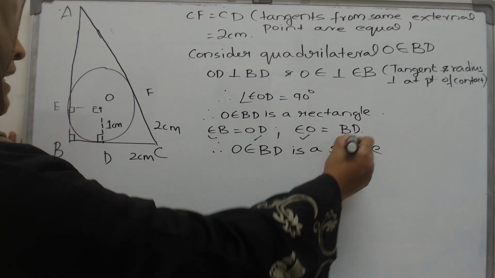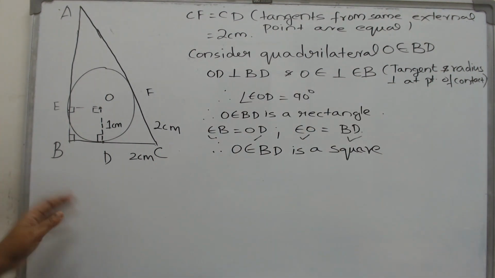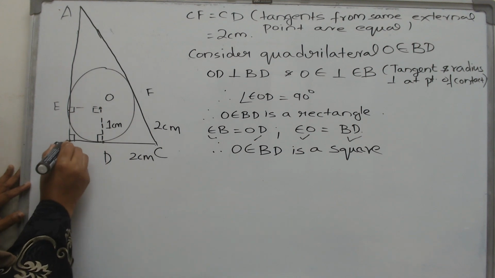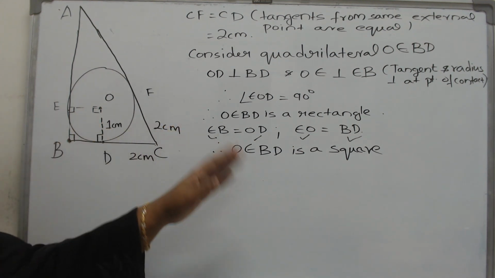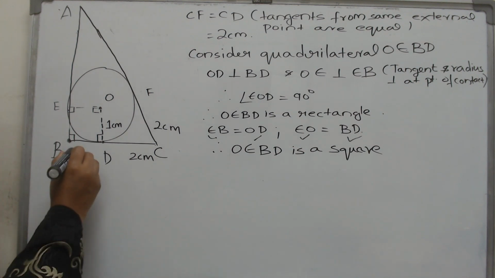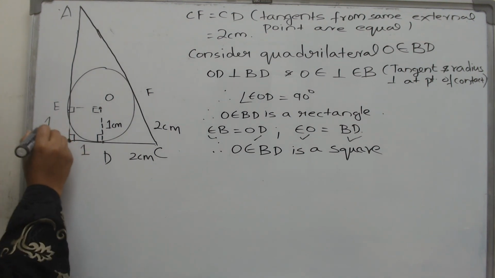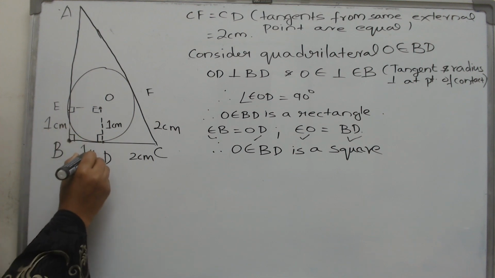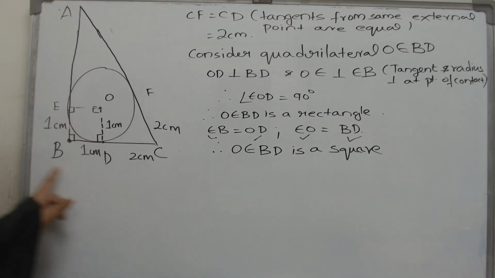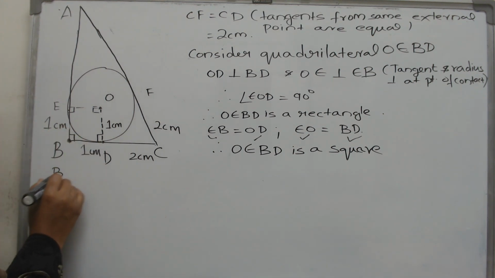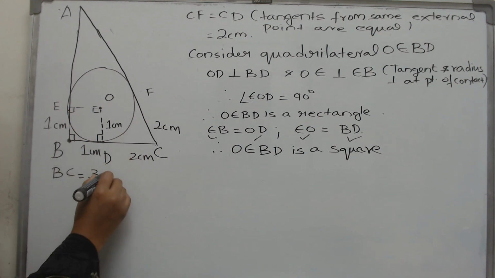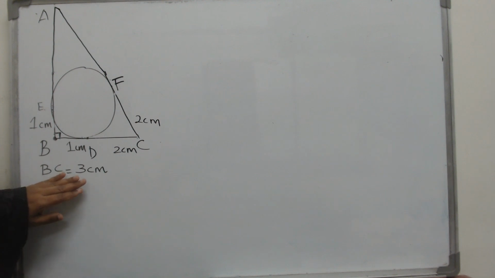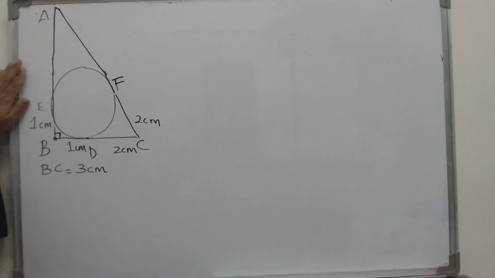EB and BD are equal. Why? Because they are the tangents from the same external point B, or in other words, all the four sides are equal, which means all the sides are 1 centimeter. So there we have got one side. What is our BC? It is 1 plus 2 centimeters, which is 3 centimeters. Now that we have found the value for BC, let us move on to the other two sides.